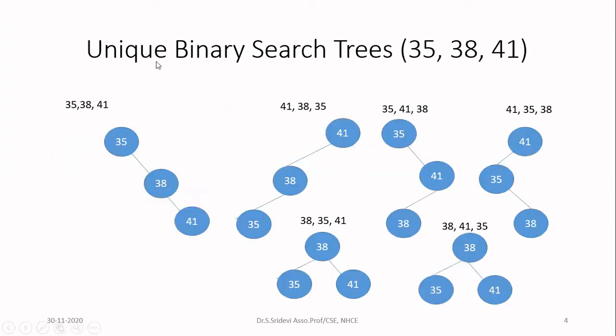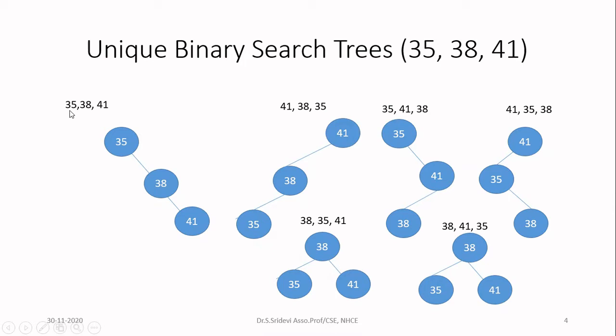Before that, we will see for any set of input, how many unique binary search trees are possible. For that, let us consider the smallest data, that is 3 inputs only I am considering. But in real time, we will have many elements to be inserted in the tree. So now I have 3 elements, 35, 38, and 41. First, I'm going to take the elements in the order 35, 38, and 41. You can see here, I have just taken the same elements but rearranged them. I am considering all the combinations of the arrangement of all the elements. So first case, I'm considering 35, 38, and 41.